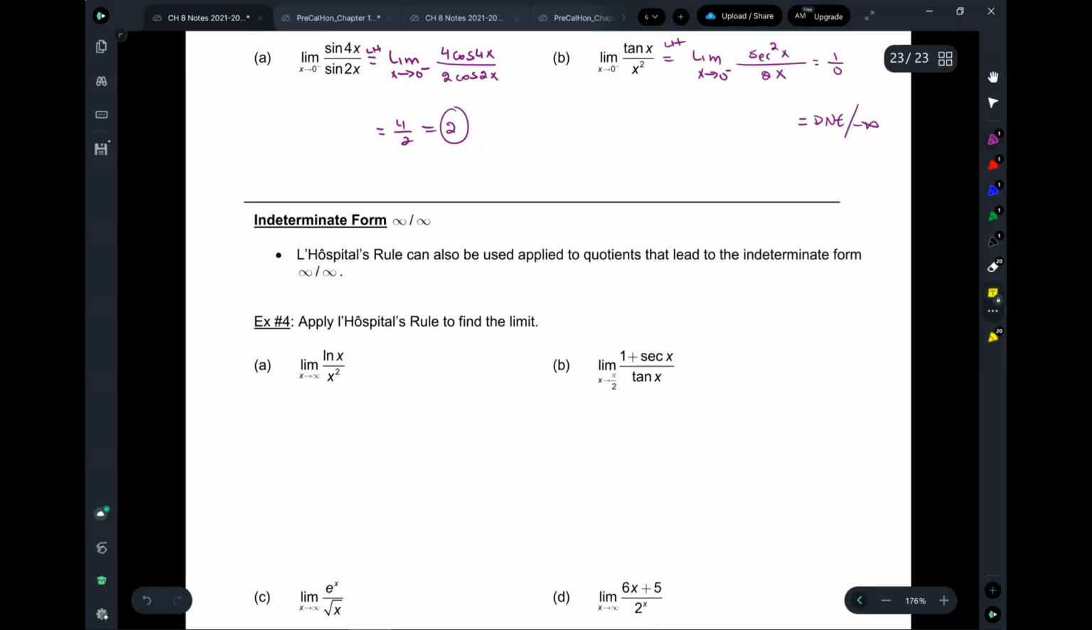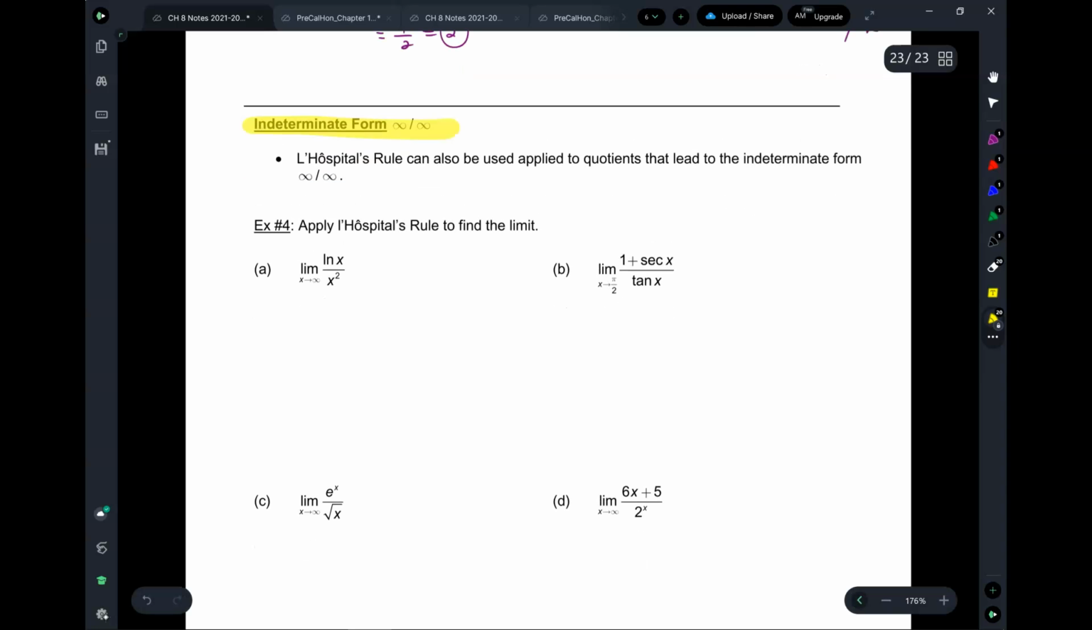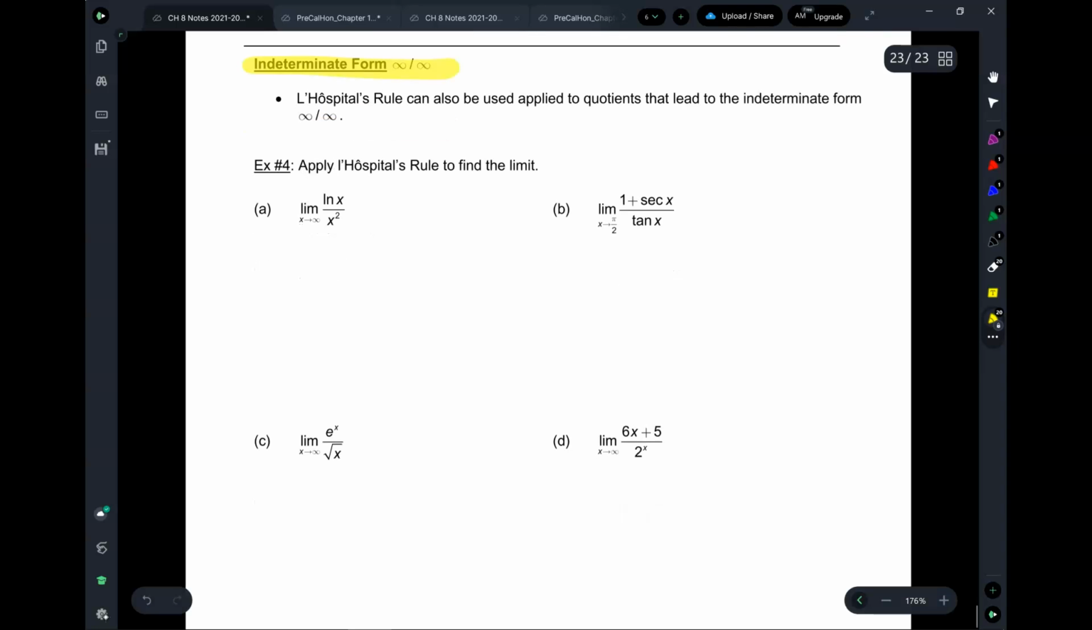Okay, now, another type of indeterminate form is if we get infinity over infinity. All right? And those are the only 2 cases that we're going to look at, because there is also a situation with 0 times infinity, but those are different cases. The only cases where you're going to be allowed to use this is if you get 0 over 0 or infinity over infinity. So L'Hopital's rule can also be applied there.